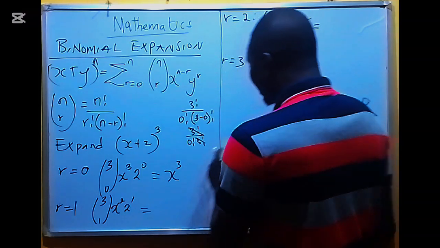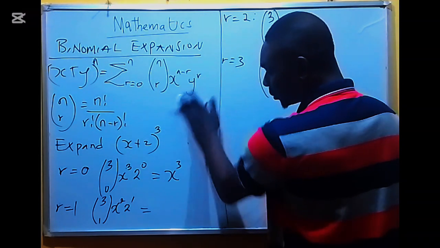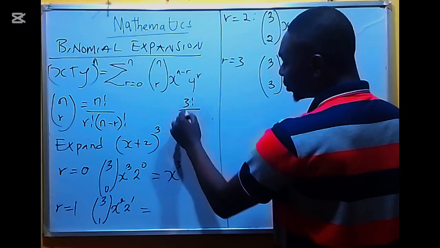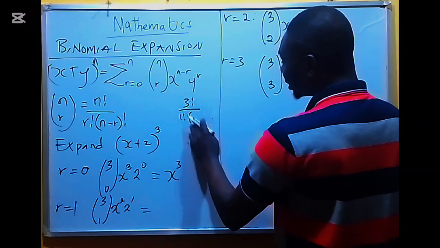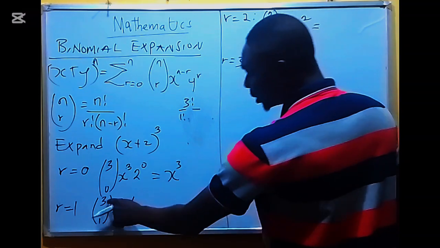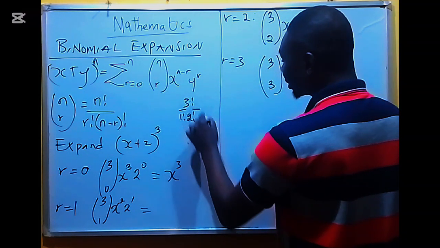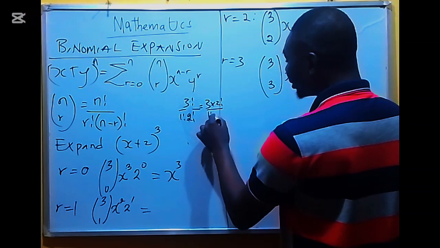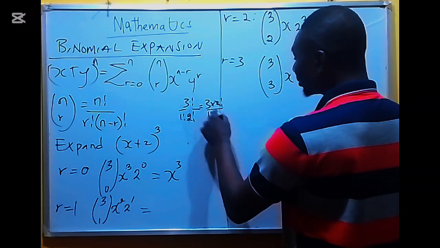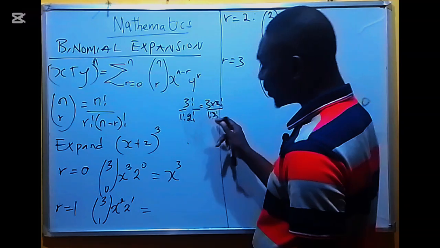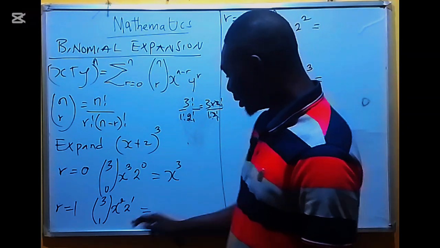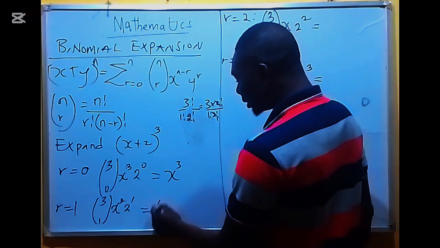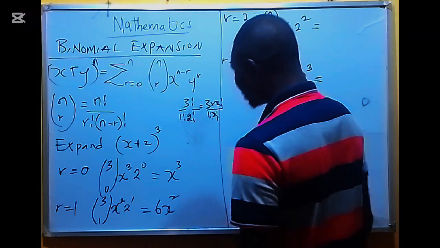So here we have 3 combination 1. So 3 factorial over 1 factorial times 3 minus 1, which is 2, so we have 2 factorial. I can write it as 3 times 2 factorial over 1 factorial, 2 factorial. 2 factorial will cancel 2 factorial. Here 3 over 1 factorial is the same thing as 3. So 3 times 2 is 6. 6 times x raised to 2 is 6x squared.